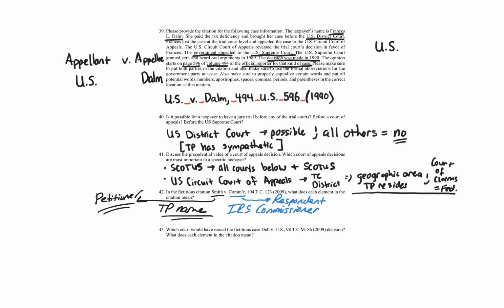Now, in appeals, we have the appellant and the appellee. Appellant is the party that's appealing. Appellee is the party on the other side that's responding. You can also use petitioner and respondent there as well. Those are synonyms. Petitioner means appellant. Respondent means appellee. But in the tax court, we can't say the taxpayer is the appellant because it's not an appeals decision. When it comes to the U.S. District Court and the U.S. Court of Claims, those are plaintiff versus defendant.